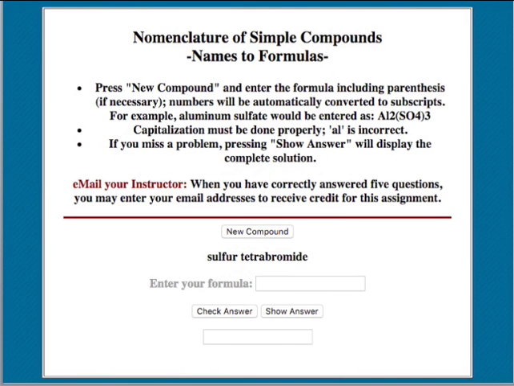Names to formulas. This one is a mixture of ionic and molecular. 1 sulfur, 4 bromines. Now, when you write the formula, you can't do subscripts. So you just have to put the number. And again, if you had something like a sulfate up here, you would need parentheses.